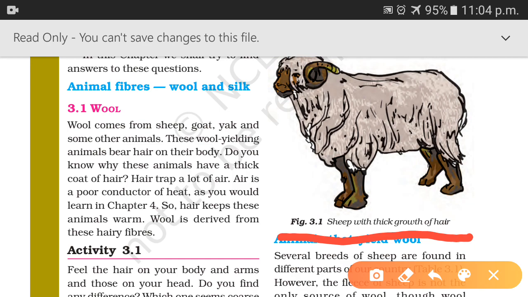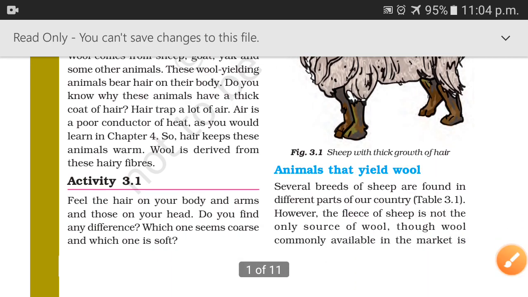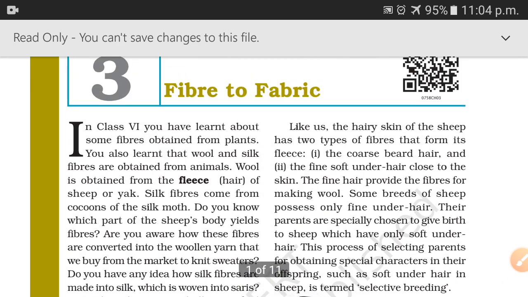After this there is one activity. Feel the hair on your body and arms and those on your heads. Do you find any difference? Which one seems coarse and which one is soft? You will feel the hairs on your body and arms as well as on your head, but there is some difference between them. What is that?